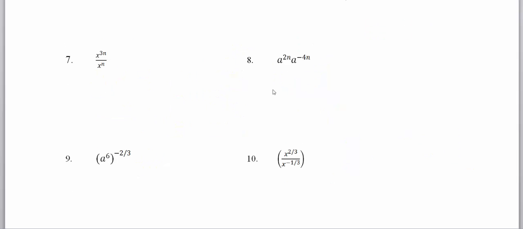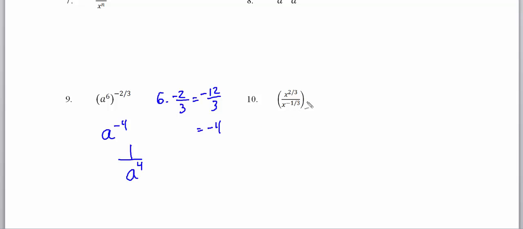All right, so for our final 2 problems here, look at that. We've got a negative again. So there's a couple different ways to tackle this. One way to tackle it is to rewrite it with a negative, which you can totally do. Instead, in this case, I'm going to go power to power rule. I'm going to take the 6 and multiply it by the negative 2/3, and that's going to give me negative 12/3, which gives me negative 4. So a to the negative 4, which is 1 over a to the 4th.